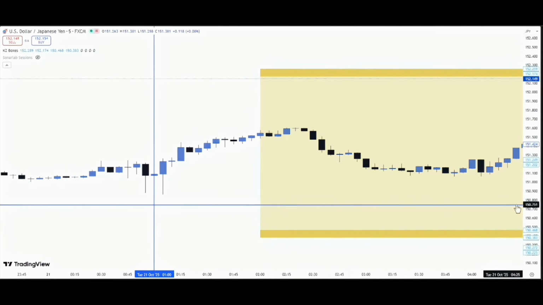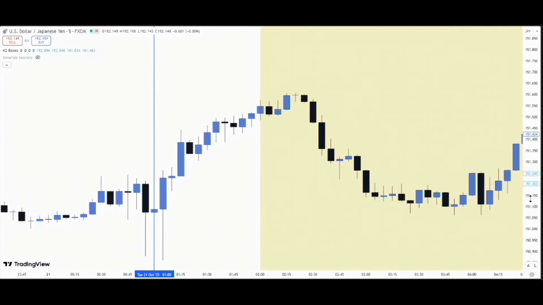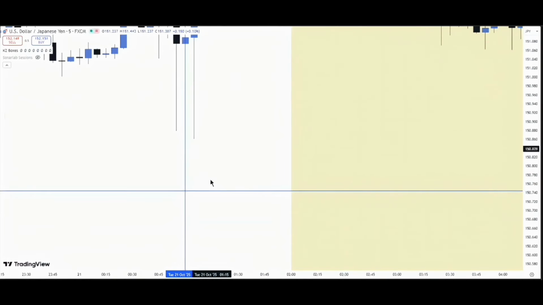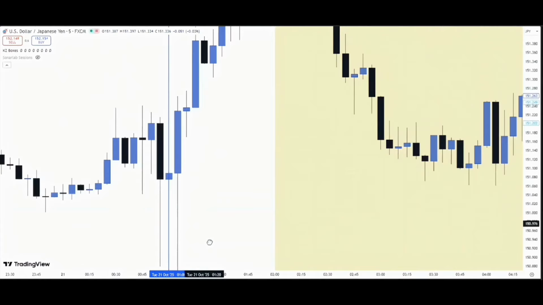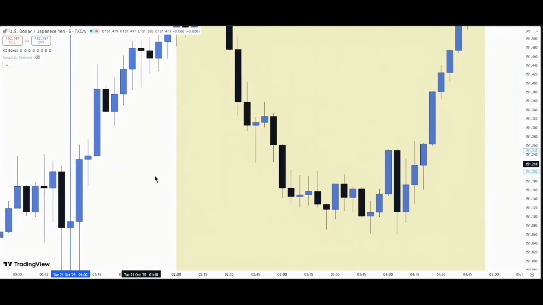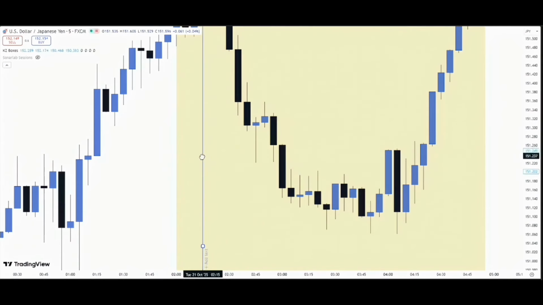Okay, so this is the 5M, and as you can see, this is our horizontal line. Price is clearly trading above it, and this is the London key zone. Now, because we want to take a trade here, remember, you are taking the trade within this key zone.